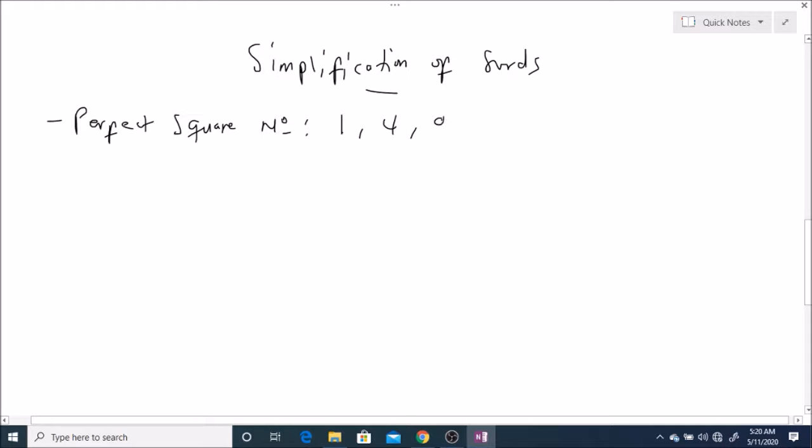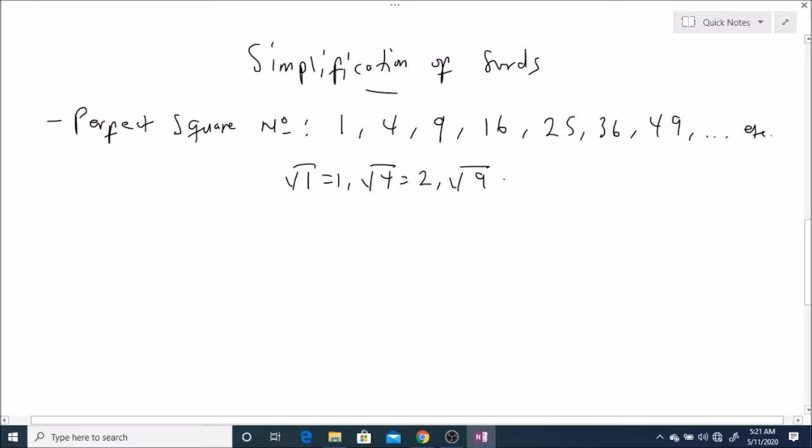4, 9, 16, 25, 36, 49, etc. And we take note that root of 1 is 1, root of 4 is 2, root of 9 is 3, root of 16 is 4, etc. So all of these numbers, 1, 4, 9, 16, 25, 36, 49, are perfect square numbers because you can simplify their roots to get a positive integer.